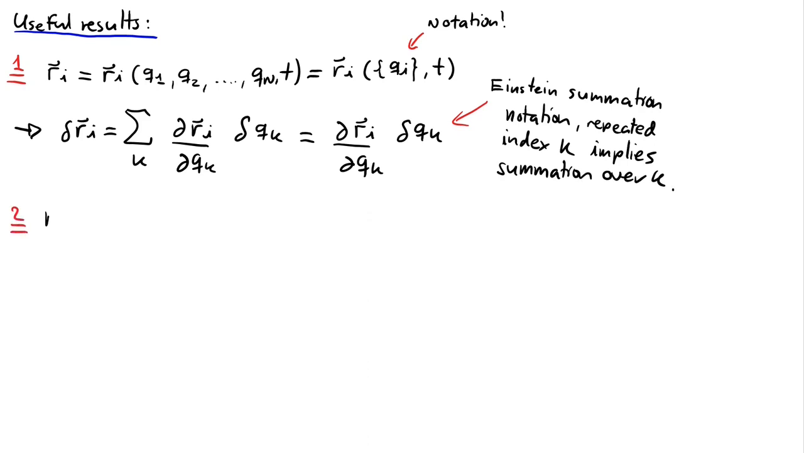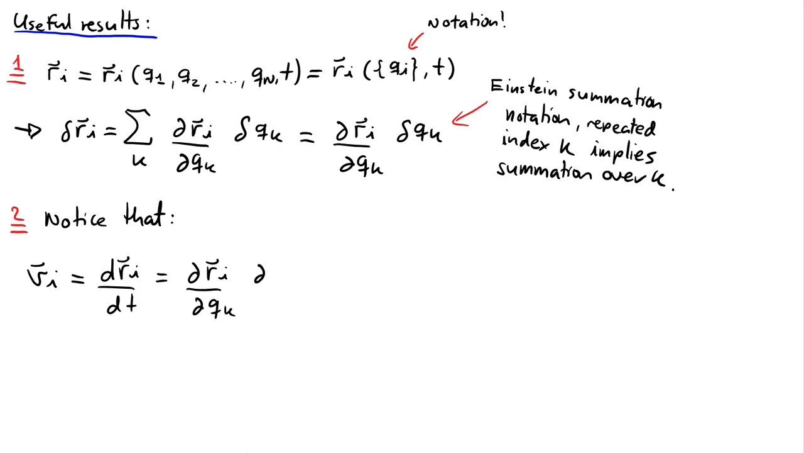To use D'Alembert's principle, we must also obtain the velocity of the ith particle in terms of the variables q and their derivatives. Notice that the velocity is the absolute derivative of the position with respect to time, so we must consider the partial derivative with respect to time of the position as opposed to the previous result. You can also use Einstein's notation and use simplified notation for the derivatives with respect to time. The q dots are called generalized velocities.